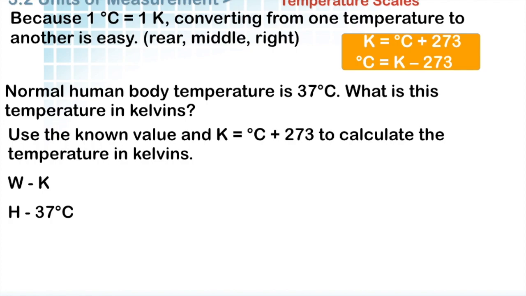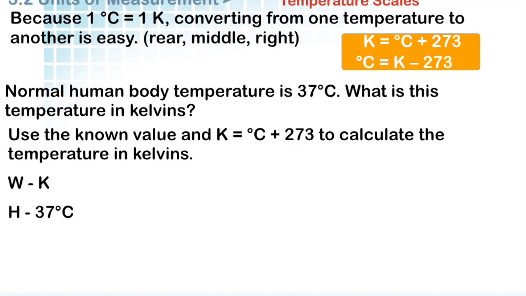Because 1 degree Celsius equals 1 Kelvin, converting from one to the other is quite easy. K equals C plus 273, or degrees Celsius equals K minus 273. But the one that we usually use, because it rhymes, is K equals C plus 273.